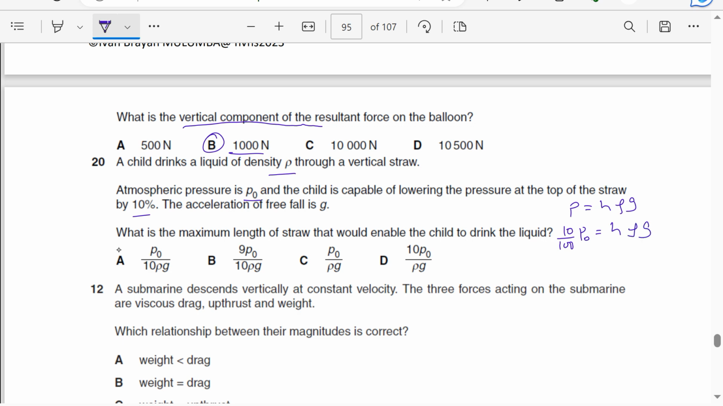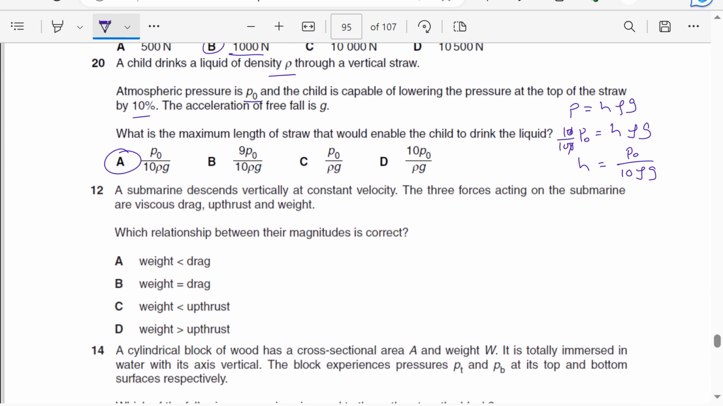So it means h is going to be equal to 10%. I'm making h the subject, so the 10 cancels out. So I have P naught divided by 10 times density times g. So this means my answer is going to be A.